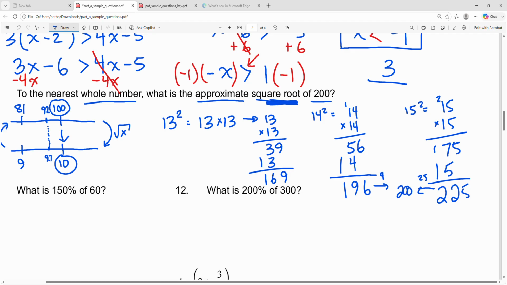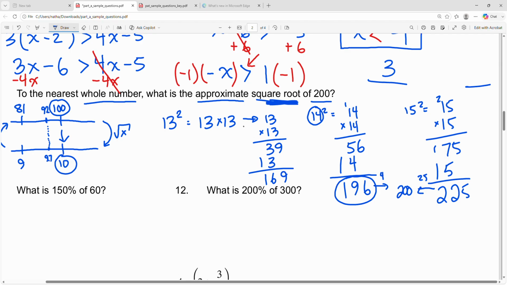Right? 200 would be somewhere in the middle. So this number, which is closer to 200, if I take the square root of that, since we got that from 14 times 14, my square root of 196 would be 14. So my answer to this problem is 14.